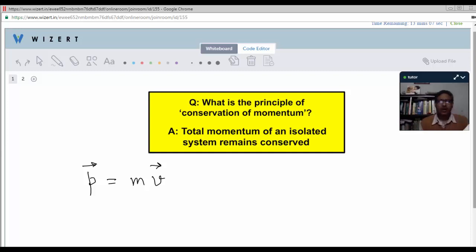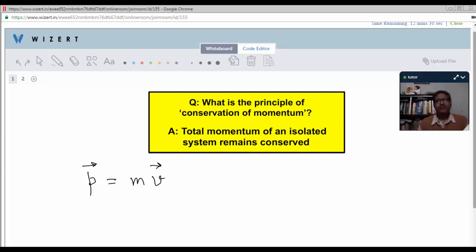Now, according to the principle of conservation of linear momentum, or simply the principle of conservation of momentum, the total momentum of an isolated system remains conserved. Now, what is an isolated system? An isolated system is a system of bodies, the simplest being a system that contains two bodies, or it may contain three, four, or any number of bodies. And it is isolated, which implies that there is no force on the system from outside.